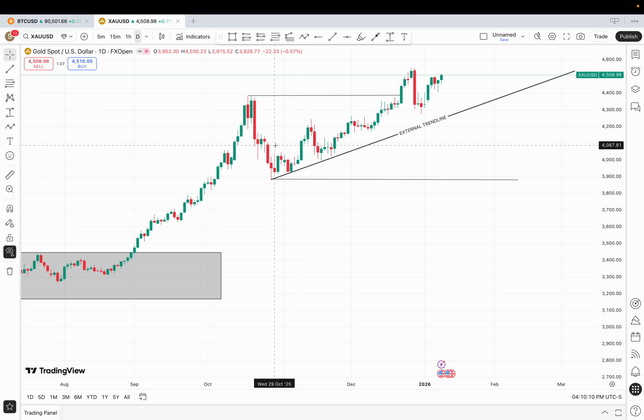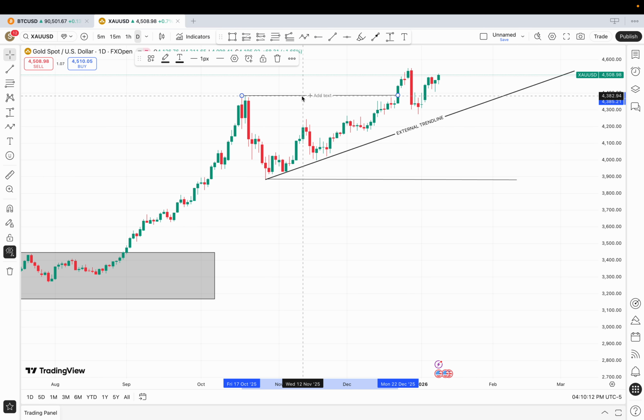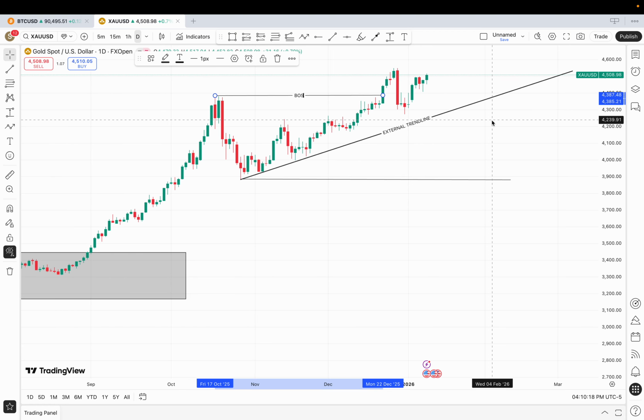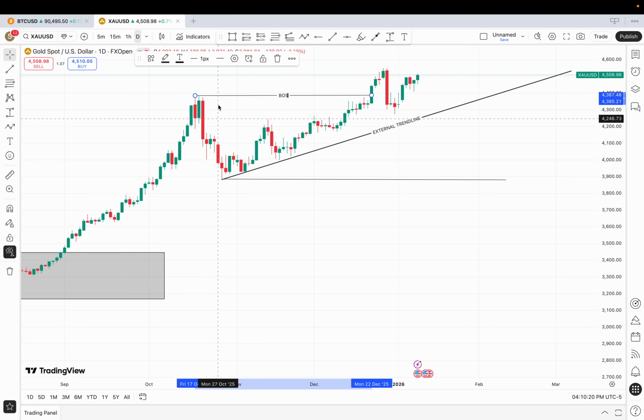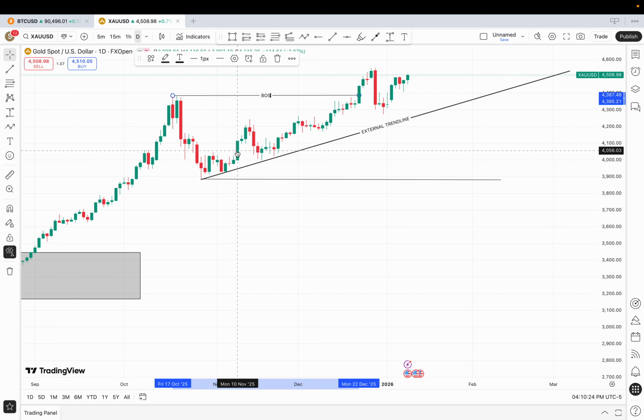Why am I saying it's bullish? Because we have a break of structure right here. Breaking of this structure is clearly showing us that the market wants to go further, and now it went further. This is the daily time frame. Now we know that based on the trend, it's an uptrend. It was forming a bullish market structure, higher high, higher low, higher high, higher low, higher high, higher low.